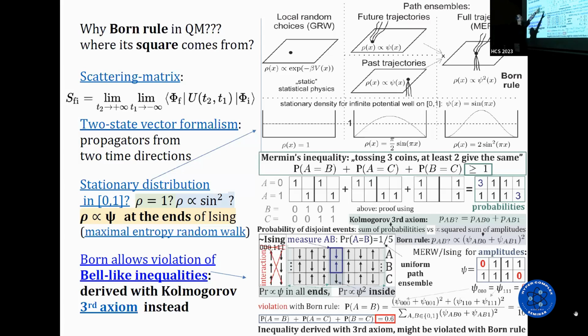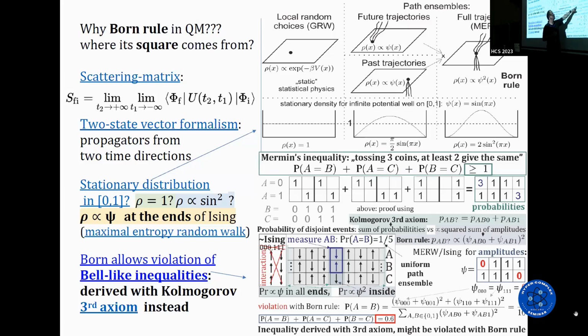There is this inequality simpler than Bell's, Mermin's inequality: when tossing three coins, at least two give the same result. It looks very intuitive. However, quantum mechanics in theory can violate it, and so can the Ising model. To derive this inequality, we have three coins, A, B, C, so we have 8 possibilities, whatever joint probability distribution we assume. The probability of A equals B corresponds to these 4 possibilities, this for 2, this 4, this 4. If we sum it, then we get at least 1 everywhere. It has to be at least 1 because all 8 probabilities have to sum to 1. So we have proven this inequality using the Kolmogorov axioms.